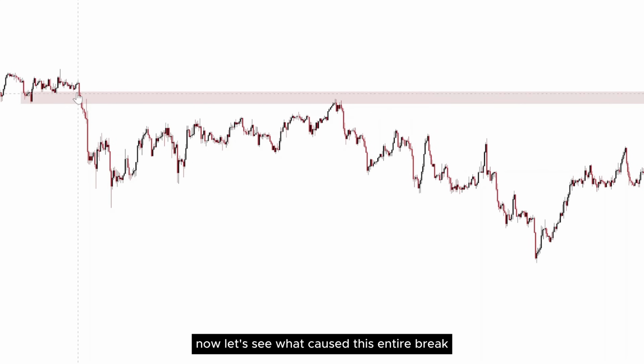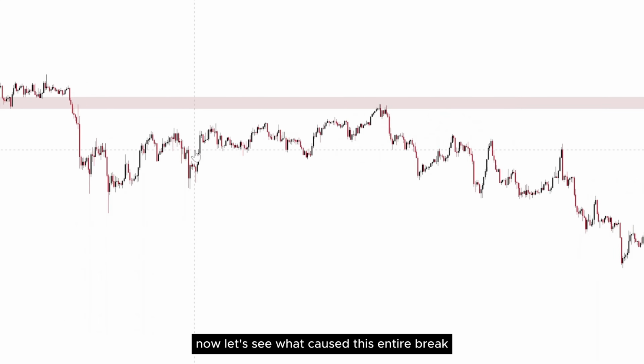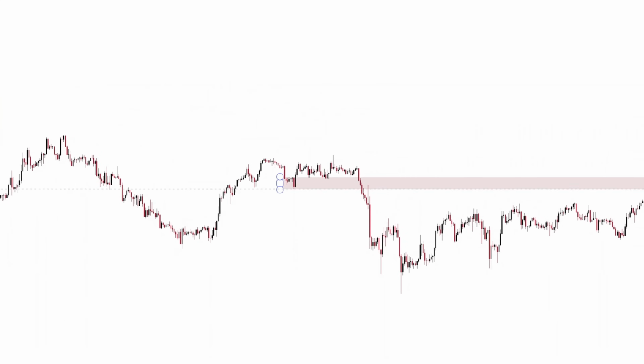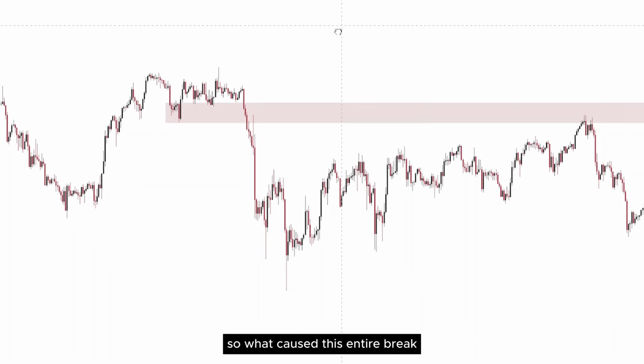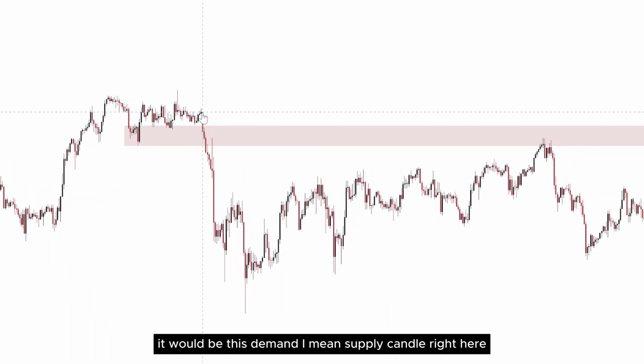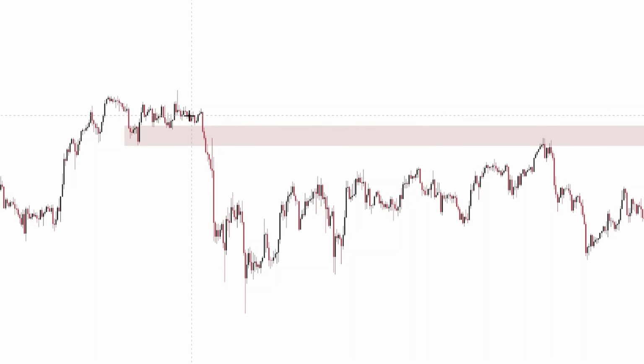Now let's see what caused this entire break. So what caused this entire break? It would be this supply candle right here. This supply candle.